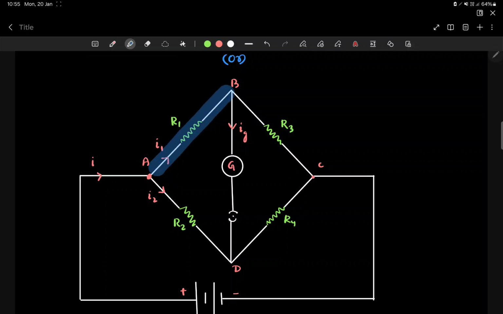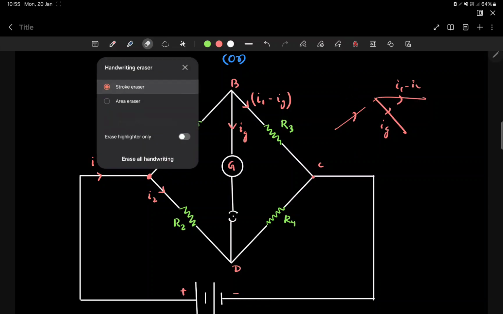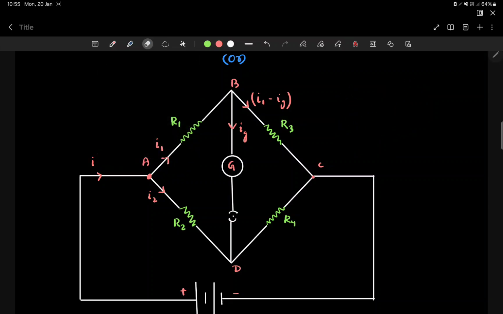So I1 current is coming. At junction B there are two paths, along BD and along BC. If along the branch BD IG current is flowing, that means as per Kirchhoff's first law, the rest of the current will be I1 minus IG. The current that came was I1, it sees two paths, along one IG goes, so the remaining current is I1 minus IG. This is the simple thing, based upon your Kirchhoff's law.